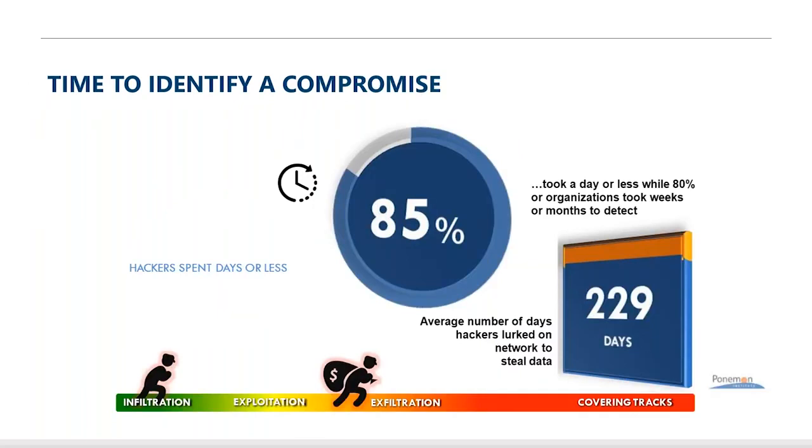Now, some other facts. 85% of the cases took a day or less, while 80% of organizations took weeks or months to detect. Now, the average number of days hackers lurked on a network to steal data was 229 days. Just imagine. That is enough time to collect enough information and to carry out other malicious activity. So these are some alarming facts which also substantiate why organizations actually need to go for cyber threat intelligence.